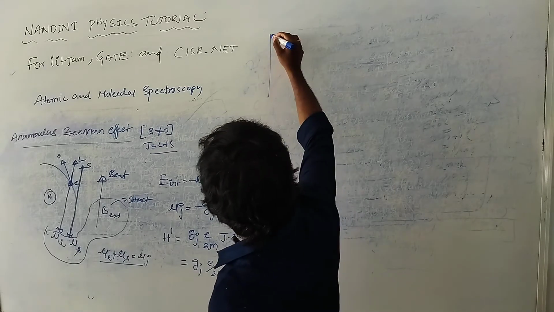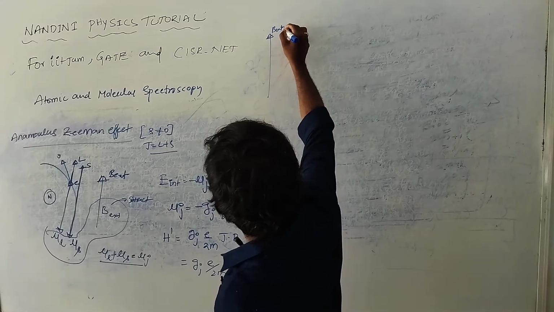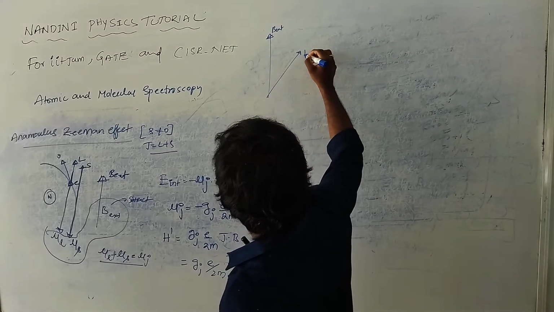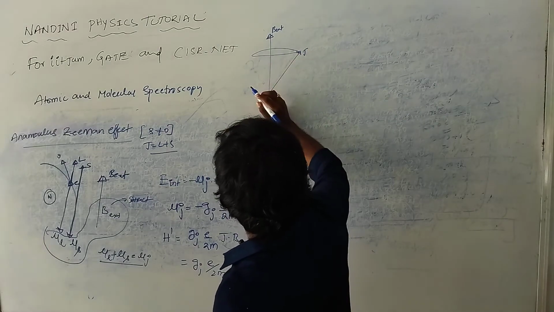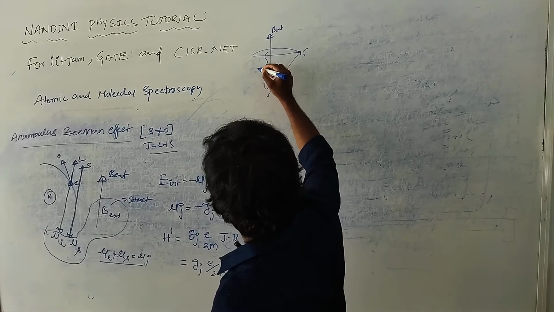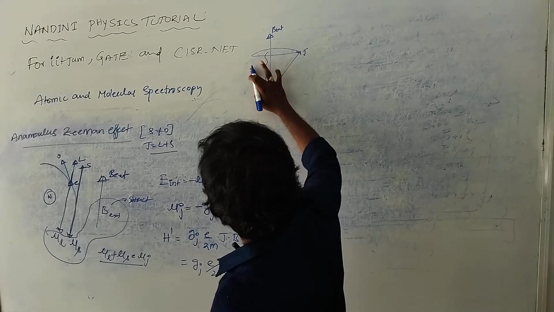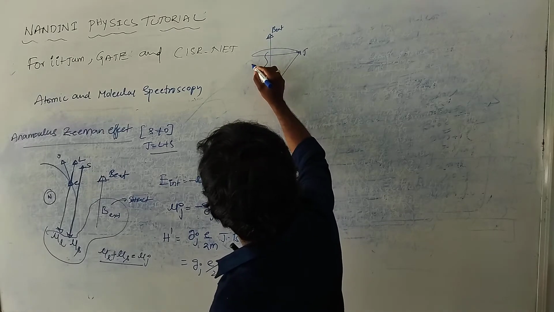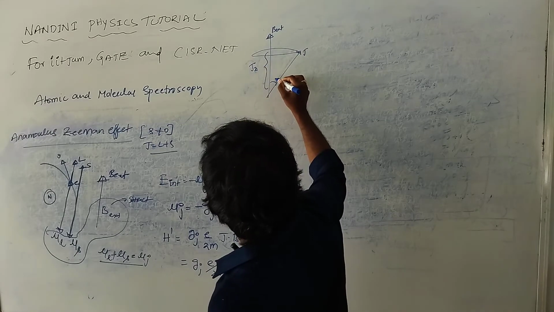So this is the external magnetic field B, and this is the total angular momentum J precessing about its own axis. So therefore you will get this is the Z component of J. So this is nothing but the Z component of J, and this is the theta.